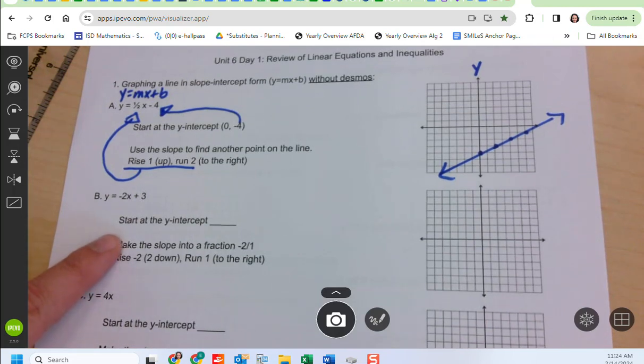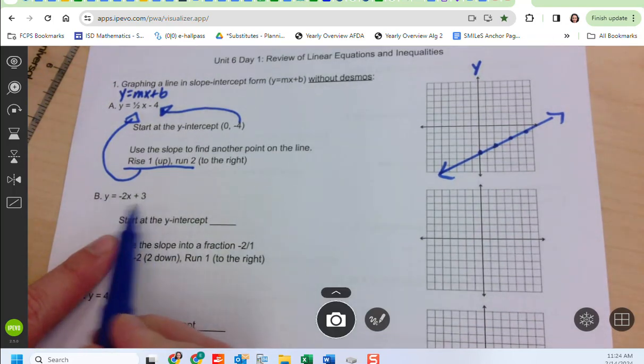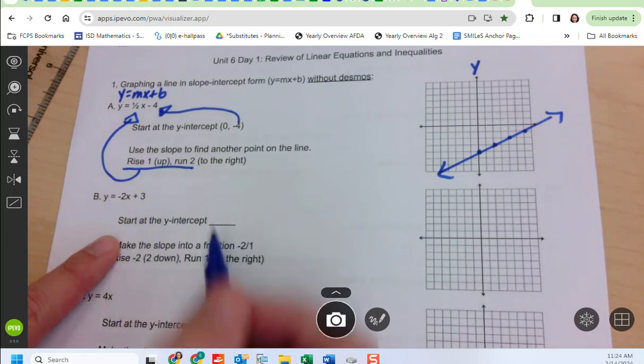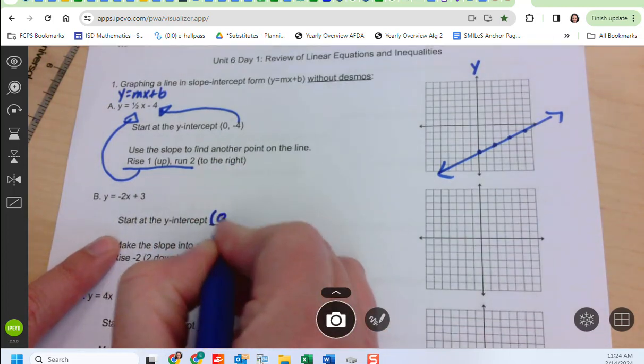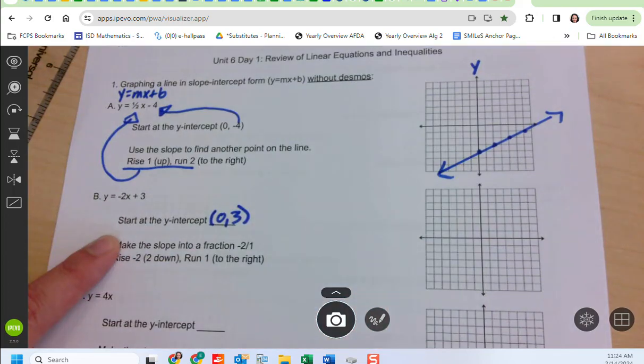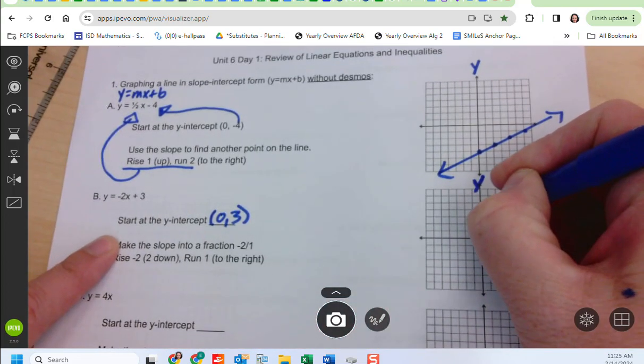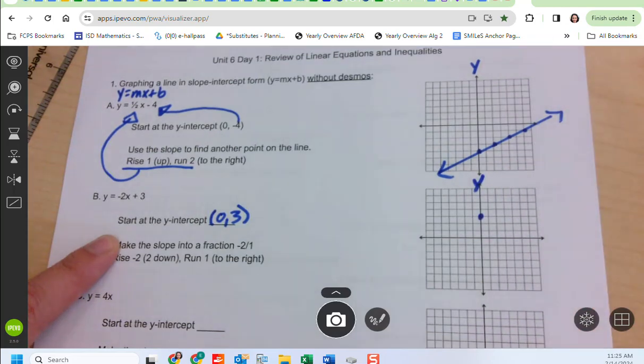Start at the y-intercept. So which of these numbers is the y-intercept? Is it the -2 or the 3? The 3, good. And it is a point that is (0, 3), but the most important thing to know is that you're going to be marking 3 on your y-axis. So if you haven't yet, go ahead and mark 3 on your y-axis.